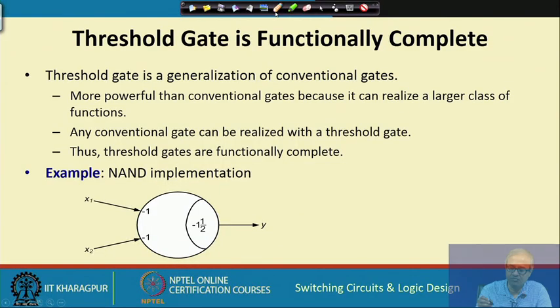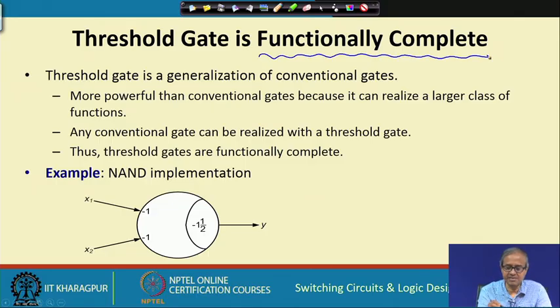Now, here we try to show that this threshold gate is also a functionally complete gate. So, using threshold gate alone, we can design any function we want. Let us see what our logic is. We are trying to say that the threshold gate is functionally complete.